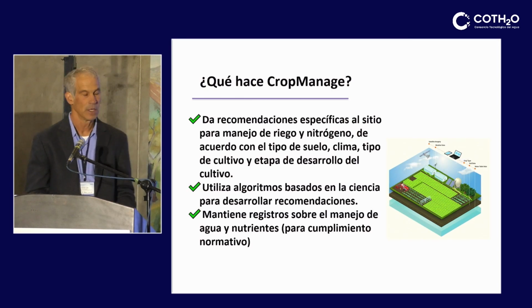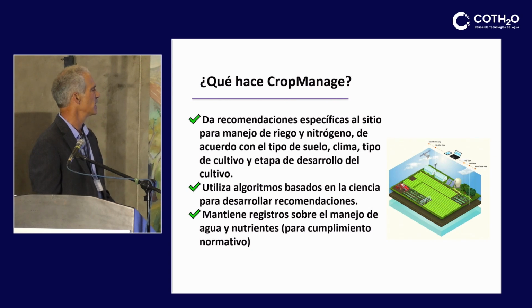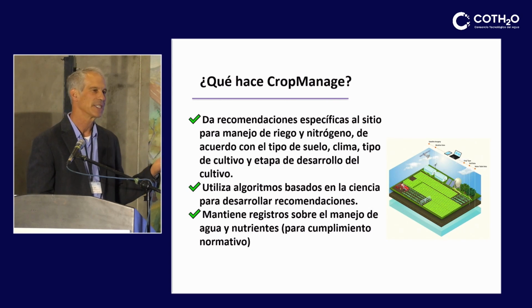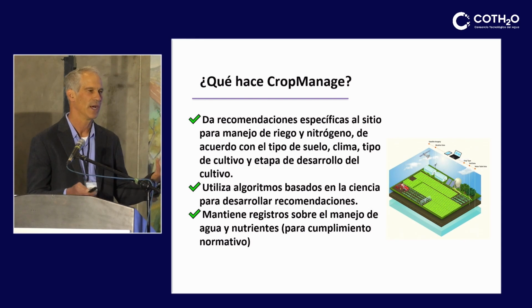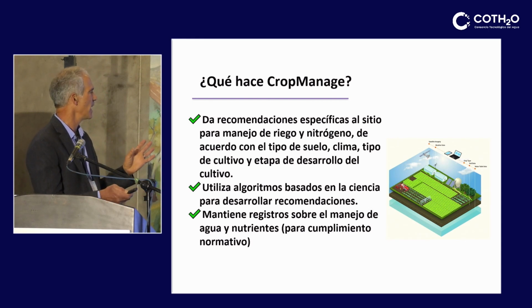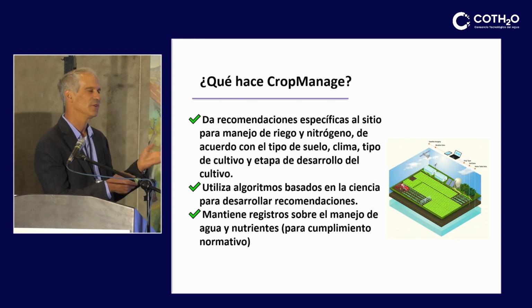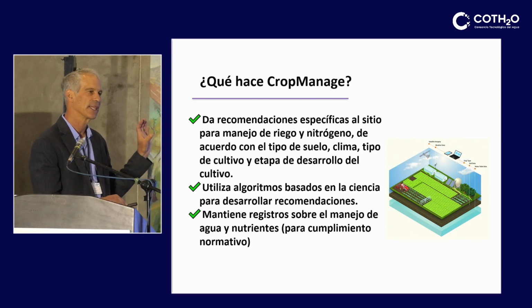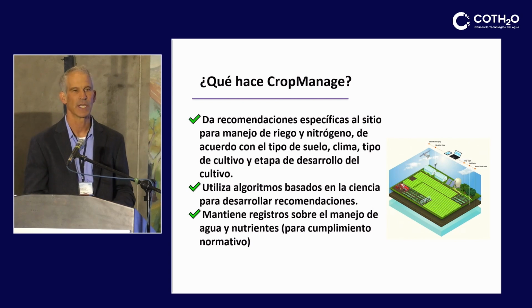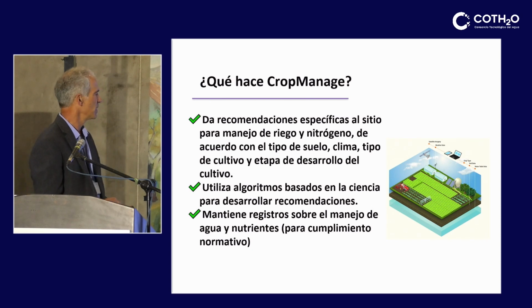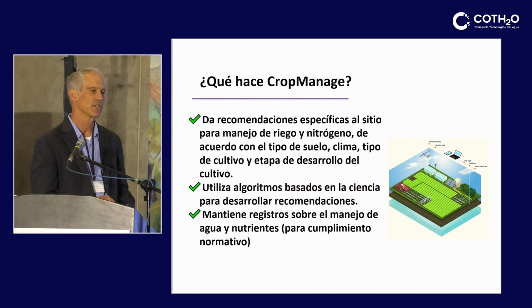So what CropManage does is makes those recommendations very specific for your conditions. So I'll explain a little bit more, but the idea is for your type of soil, your climate, what you're growing, and the stage of development, we try to get those recommendations really, I would say, adapted for your conditions. And the algorithms that we use in the software are based on all the research the university has been doing over many years.